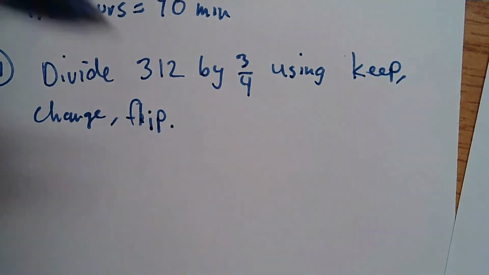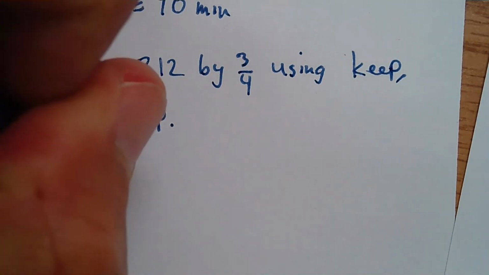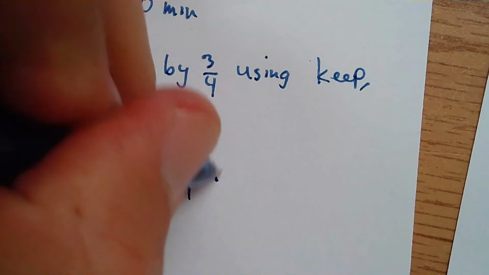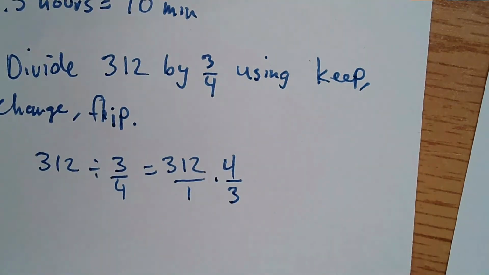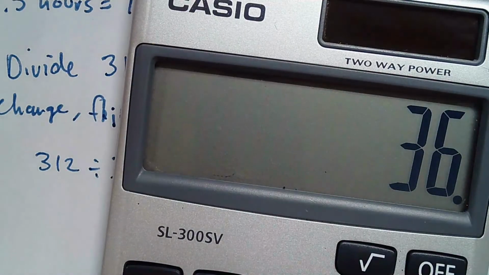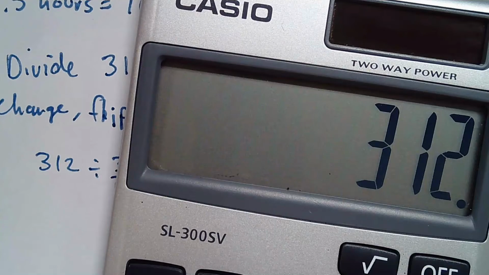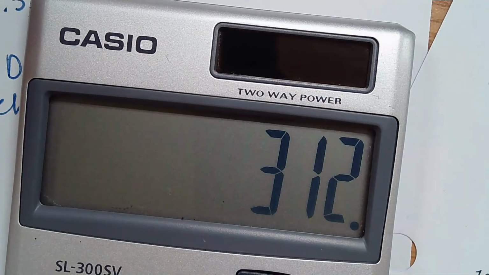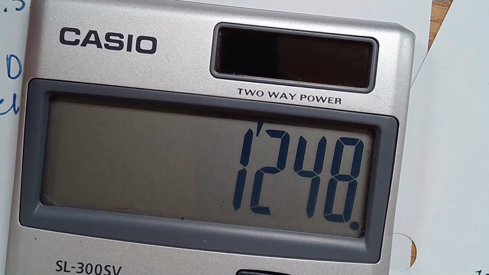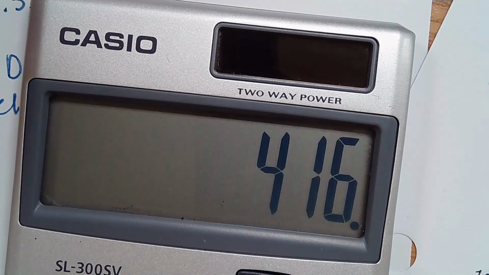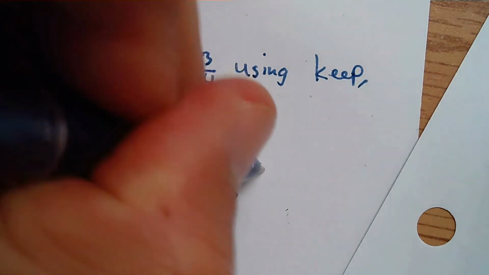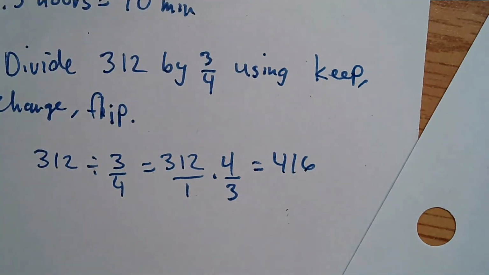So we have to find the result. So what is 3 1/2 divided by 3/4? That's 312 over 1 times 4/3. That would be 312 times 4 divided by 3. I multiply those two and divide it by 3, and I get 416.